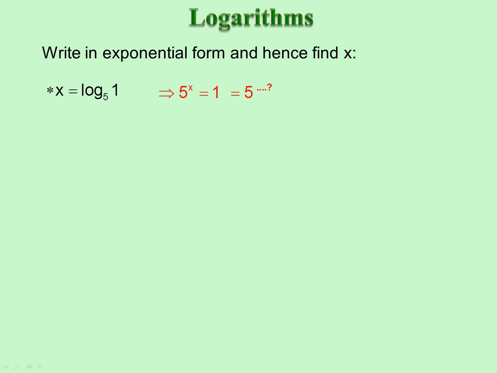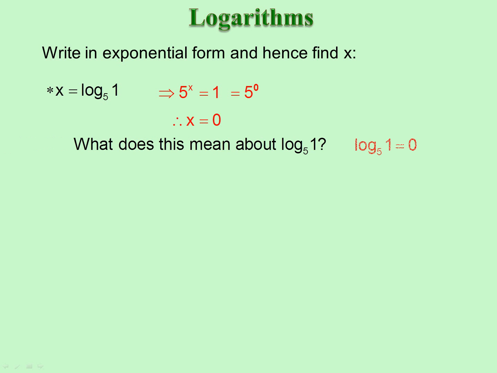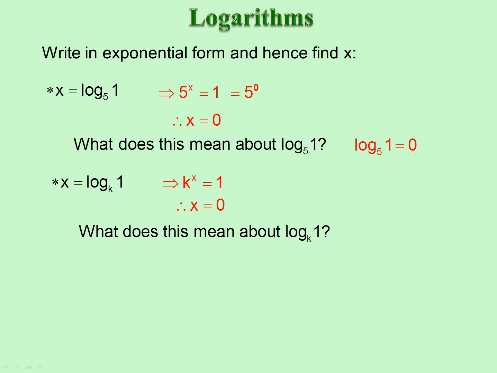And 1 is 5 to the 0. So therefore log of 1 to base 5 is 0. Now we're generalizing it more. Notice once again that k must be greater than 0. So log of 1 to any base is equal to 0.